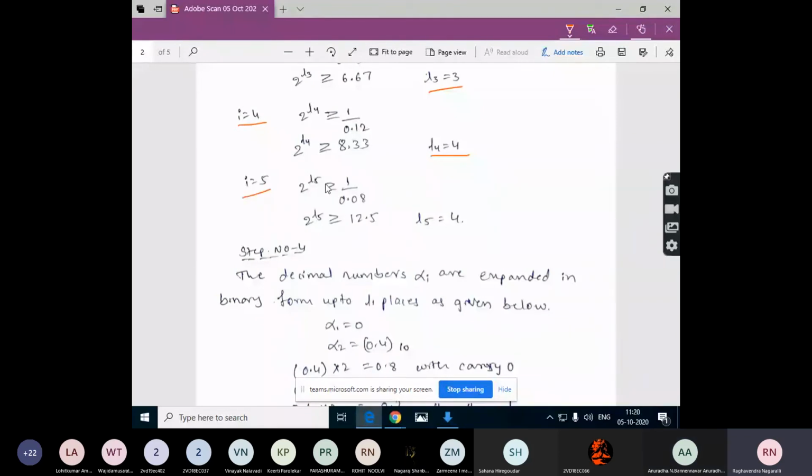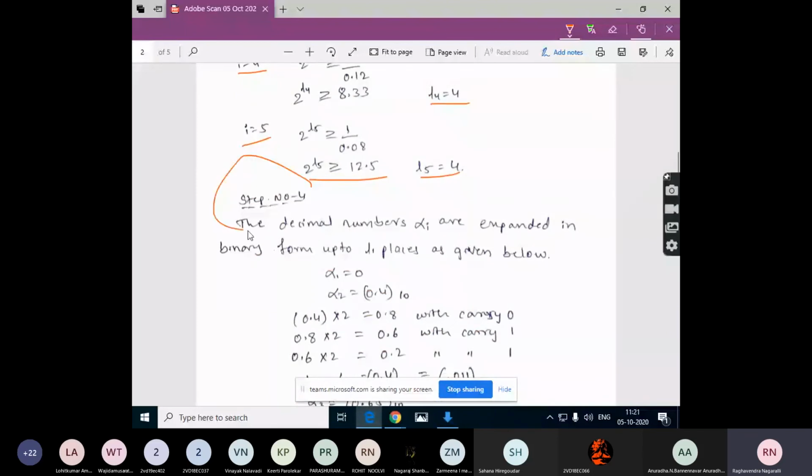So i equals 5. 2 raised to l5 should be greater than or equal to 1 by p5, that is 0.08. And 1 by 0.08 is 12.5. Again, 2 raised to 4, that is 16, is greater than 12.5. So l5 is equal to 4. So this is about step number 3. Okay, now step number 4.